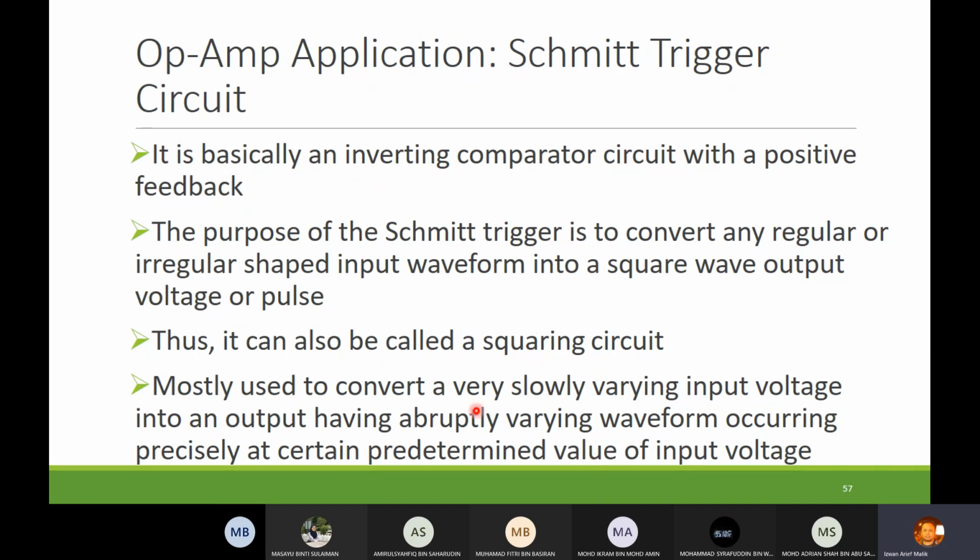Okay, so kita guna application op-amp ni biasanya untuk ni lah, untuk convert kalau dia punya varying input voltage tu to convert very slow, yang mana dia punya nilai dia punya varying dia tu sangat slow, input and output having abruptly varying, maksudnya kita nak ubah dia punya waveform tu menjadi lebih laju dan lebih tepat lah. Okay, so input tadi tu adalah predetermined lah, berapa yang kita nak masukkan.